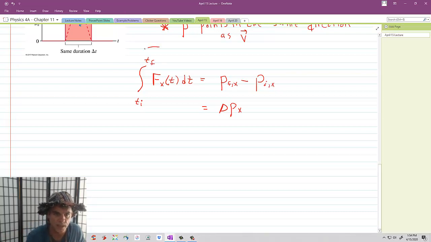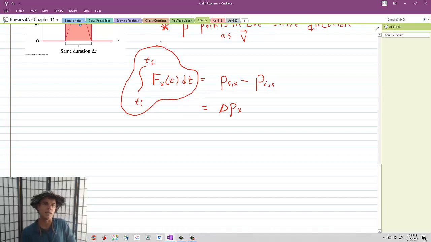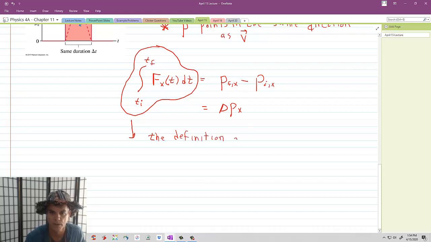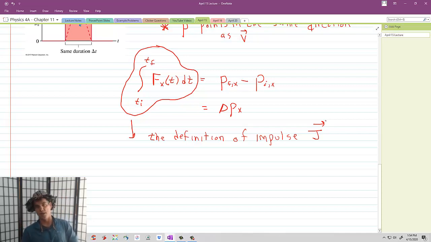Well, this left-hand side, the integral of f dt, in this case the integral of fx dt, this is the definition of impulse. This is how impulse is defined. Just like we defined work as the area of fx dx, impulse is defined as the area of fx dt. It's the overall effect of the force acting on this object over a given time.